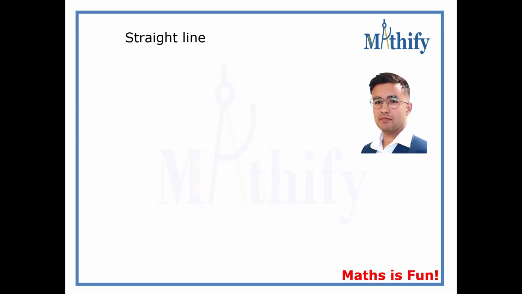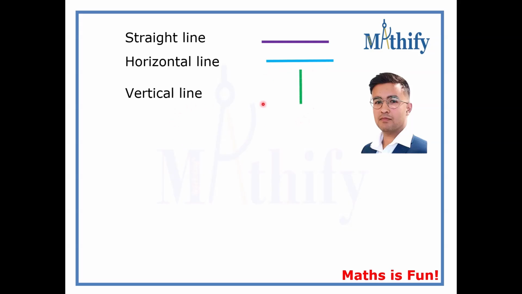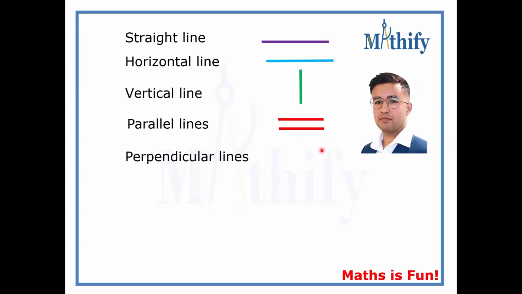There are some other types. So straight line. Horizontal line is just like a straight line. It is moving in the x-axis direction. Vertical line is when it moves in the y-axis direction. Parallel lines are the type of lines that never meet each other. Perpendicular lines are the types of lines that meet at a specific location or a point. And a little fun fact for you, this will form a right angle, which is 90 degrees.